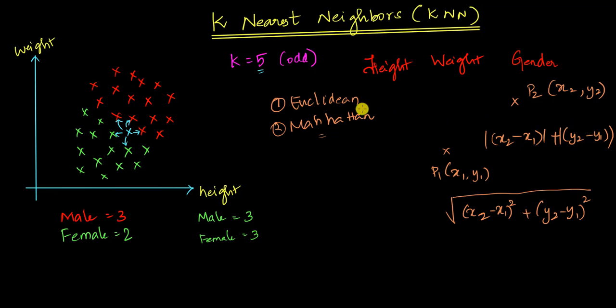So these are the Euclidean and Manhattan distance formulas, and we can use either one of these distances to calculate the distance between these 2 points.